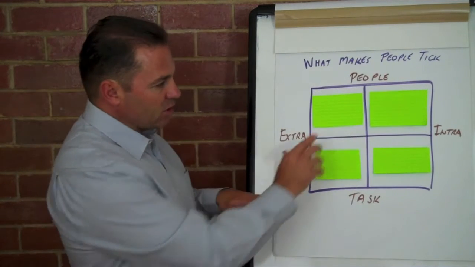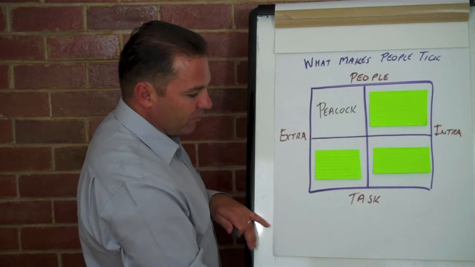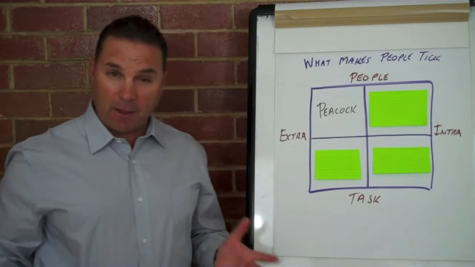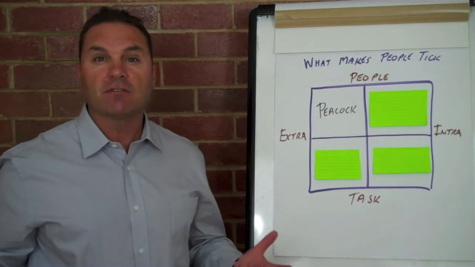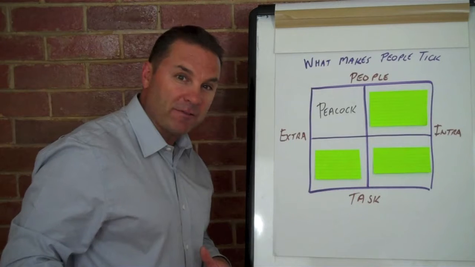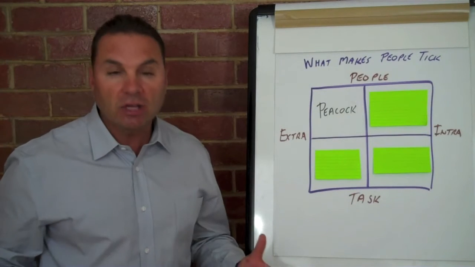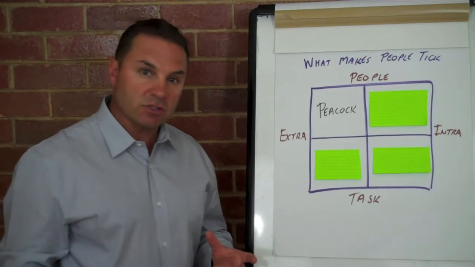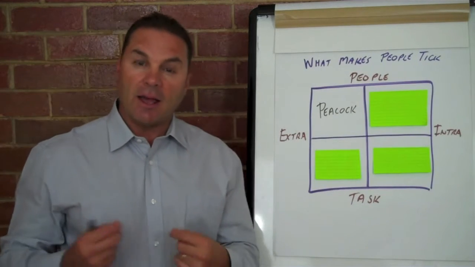The first type, which are people-focused and extroverted, are known as peacocks. Now, you imagine a peacock in nature and you think of the personality that comes with it. It's a look-at-me personality, a look-at-my-feathers personality. It's someone that can communicate well, someone that's persuasive with the way that they talk.